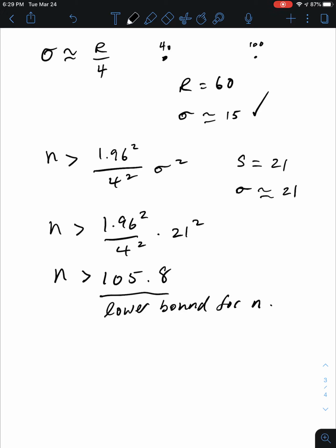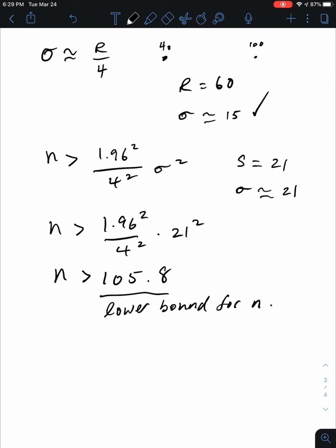Now, we may take n to be larger, much larger than that. There may be other reasons why we would want a different, larger n. Maybe 110 measurements is inconvenient for us, but we can do 120. If we're going to do 110, we can do 120. So we may go larger than 105.8, but we certainly can't go smaller and get the information that we want.